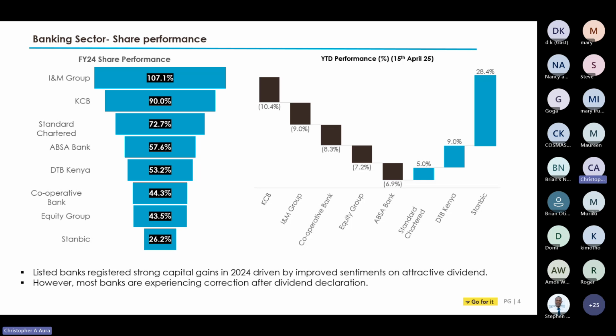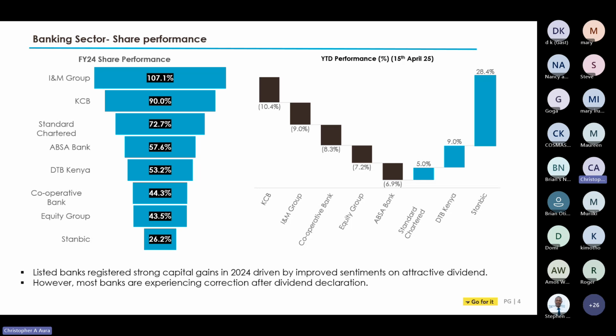But if we look at year to date, that's from January 2025 to as of yesterday, the 15th, we see that the stocks that have maintained performance so far are Stanchart, DTB Kenya, and Stanbic. This is mainly because investors have already seen the full year results, and they have now made decisions either to lock in their profits or to wait for dividends.